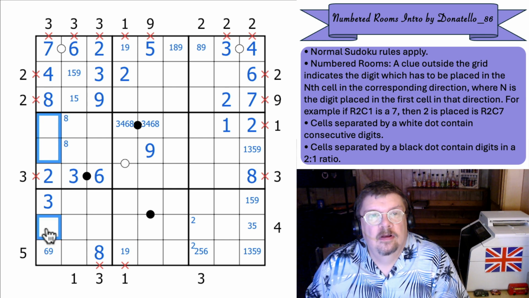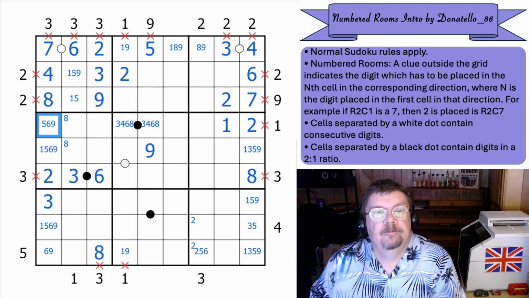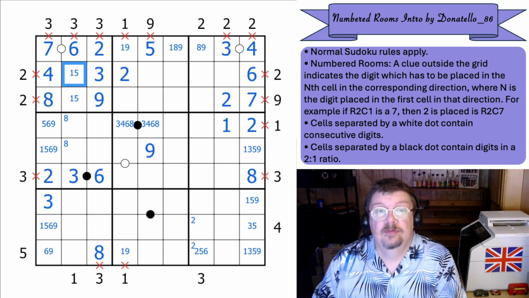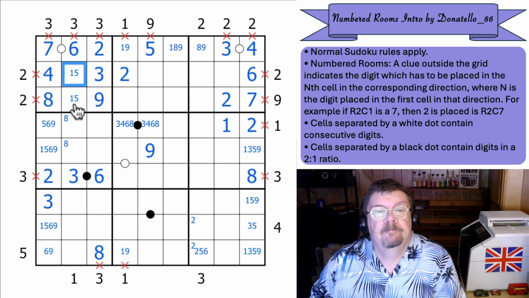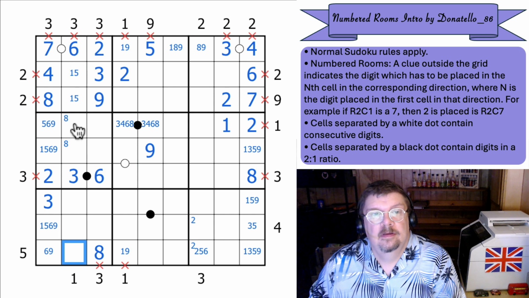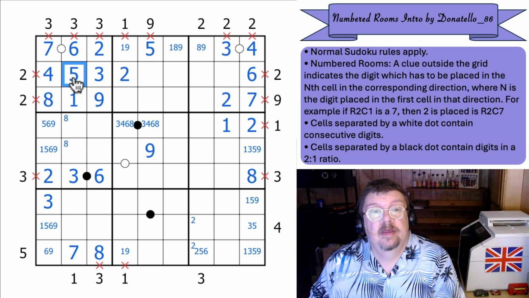These 3 digits are 1, 5, 6, and 9. That's not a 1. That looks to be like it can be any of those. That is not a 9. That's a 1, 5 pair there. So that means that 1 is in one of those two cells. That makes this a 7 or an 8. But it can't be an 8. So that is a 7. That gives me a 1 there and a 5 there.